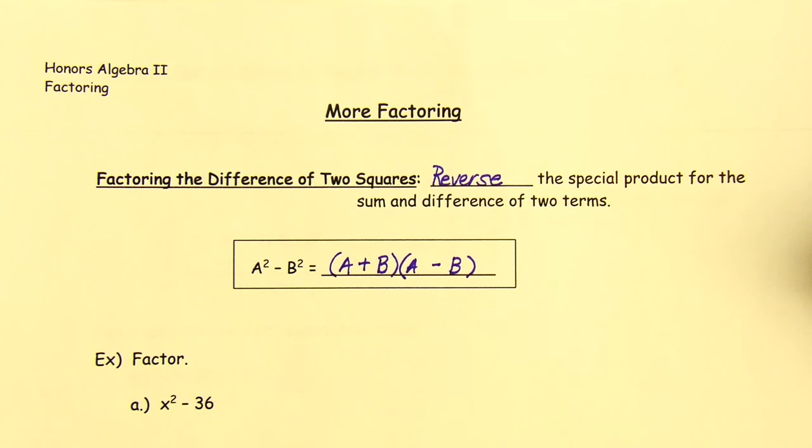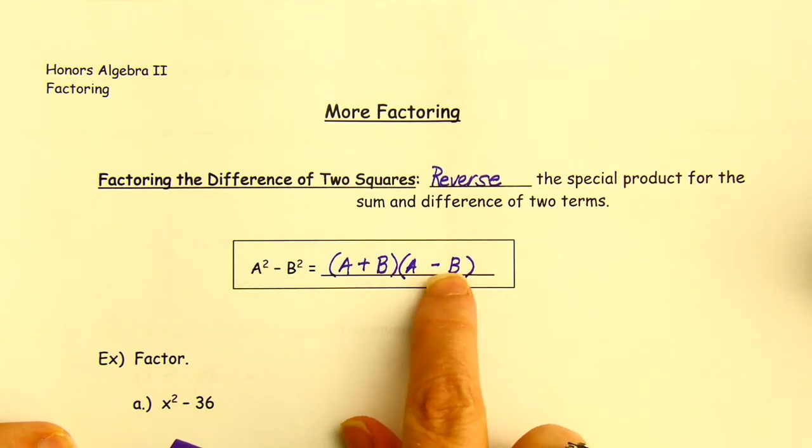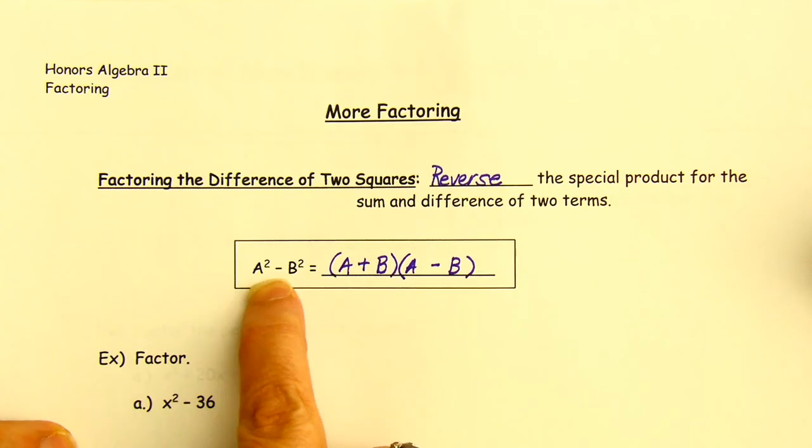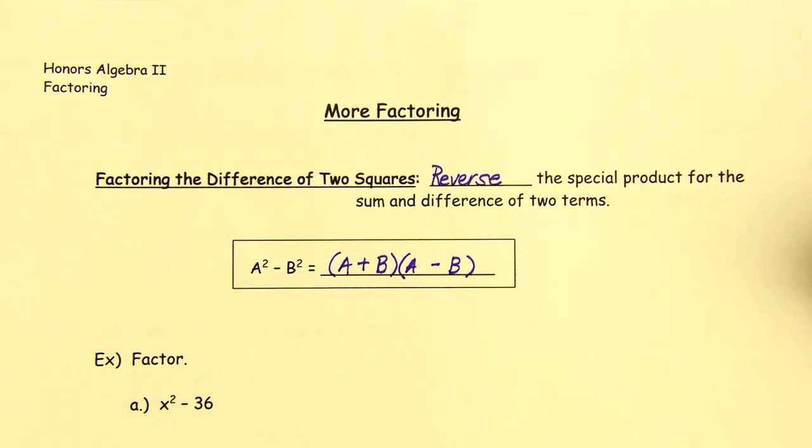So we reverse the special product for the sum and difference of two terms. Here is the sum of two terms. Here is the difference of two terms. So just remember that when you have dots, you're going to get two binomials that are exactly the same, except the signs are different.